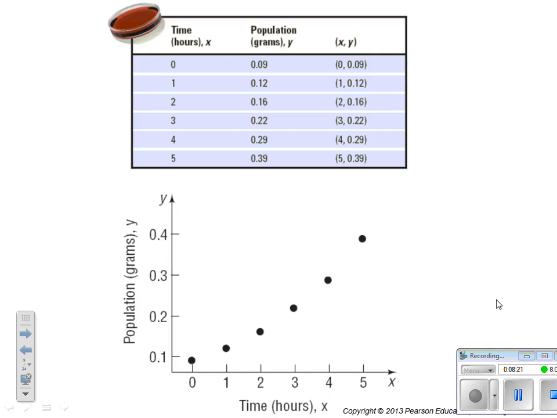Okay, so let's put a nice little graph on our paper. We're going to count by ones on the x-axis, and we're going to count by 0.1 on the y. So our hours in time is on our x, and our population is in y. I'm not sure why they didn't start this over here at 0, but I'm okay if you start yours at 0.